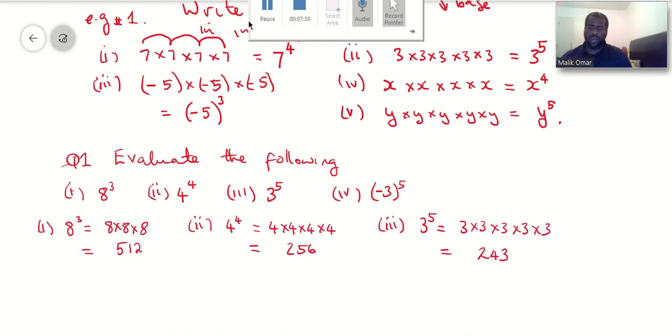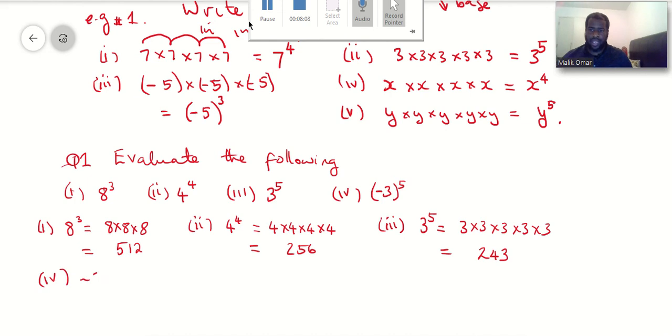Okay, part 1, 8 cubed is just the same as 8 times 8 times 8. How many times does it repeat itself? 3 times. And if you do that, you get 512. The same as 4 to the power 4. You do it 4 times. You multiply out, you get 256. 3 to the power of 5: 5 times. And you get 243.